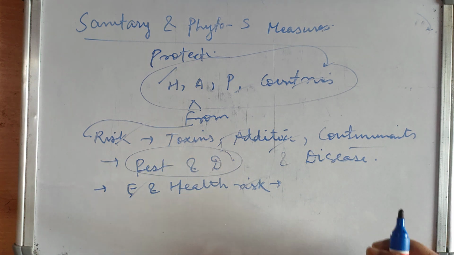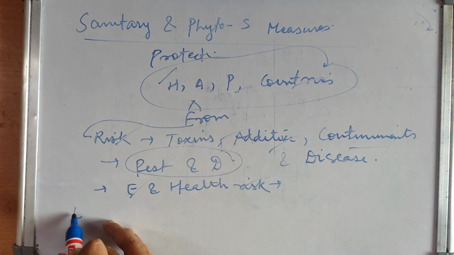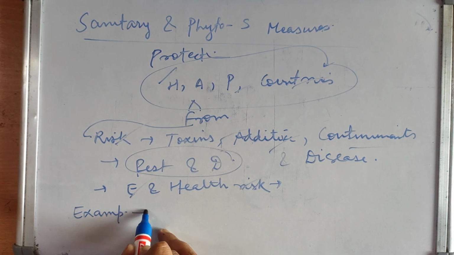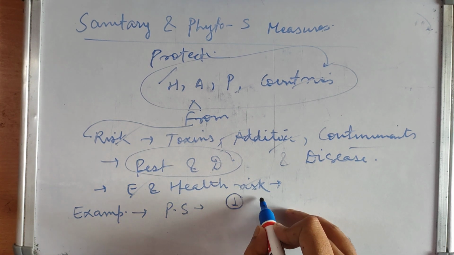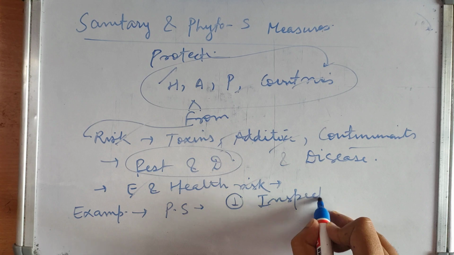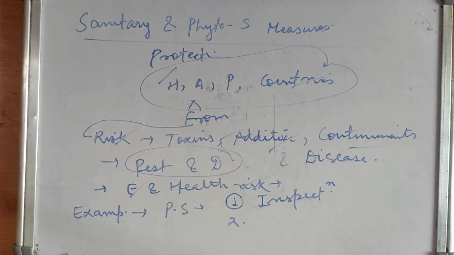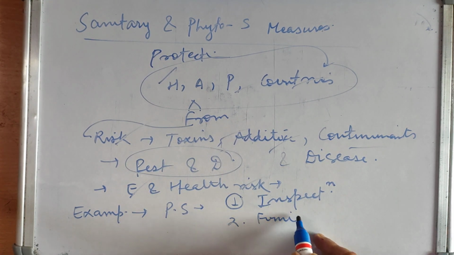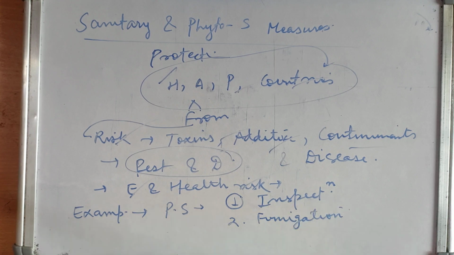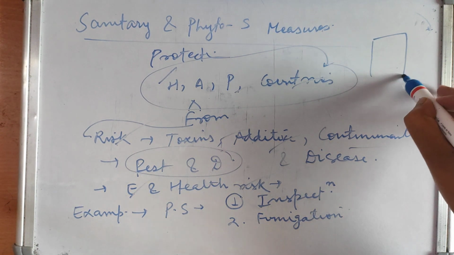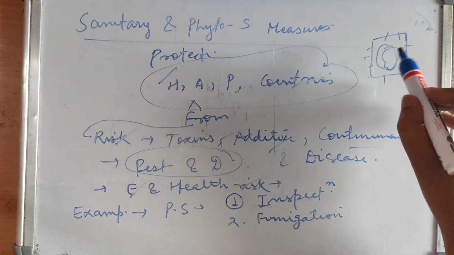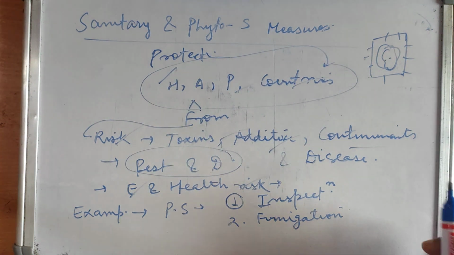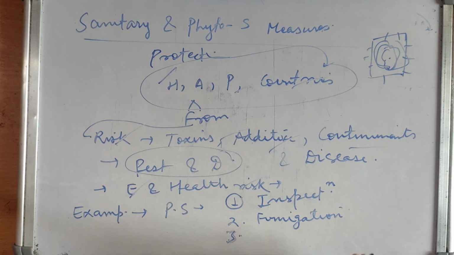So what are the examples of phytosanitary measures? We do inspection of products, we do fumigation. Suppose an import has come and it is in a room, so we will fumigate this room so that every disease or pest or any toxin in this import is cleared away.